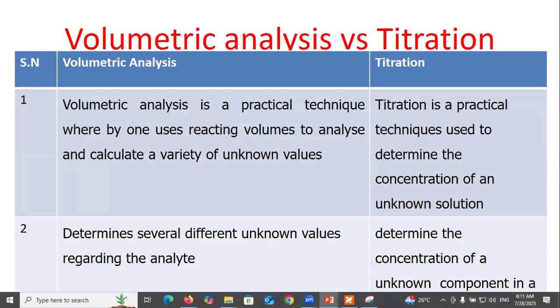Volumetric analysis versus titration. Volumetric analysis is a practical technique whereby one uses reacting volumes to analyze and calculate a variety of unknown values. Titration. Titration is a practical technique used to determine the concentration of an unknown solution.